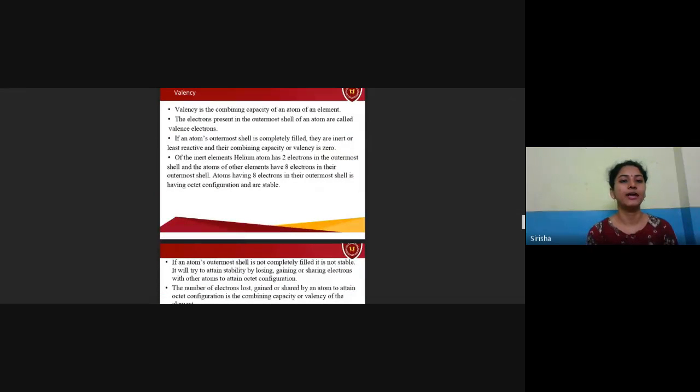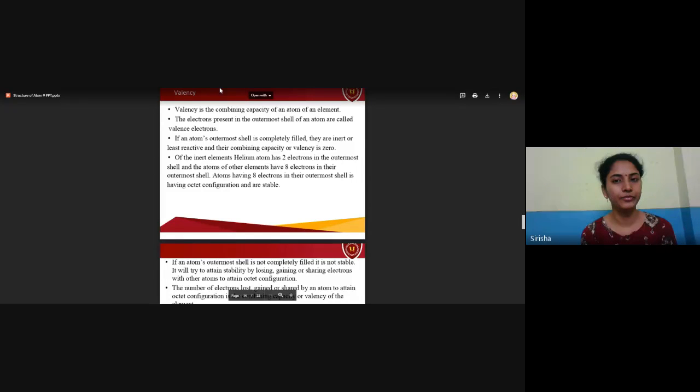Next, we shall see what is valency. Valency is the combining capacity of an atom of an element. The electrons present in the outermost shell are called valence electrons. If an atom's outermost shell is completely filled, it is called inert or least reactive, because there is no need for it to react with other atoms to form a compound, right? That is why they are inert gases or least reactive, because their combining capacity, or valency, will be zero.